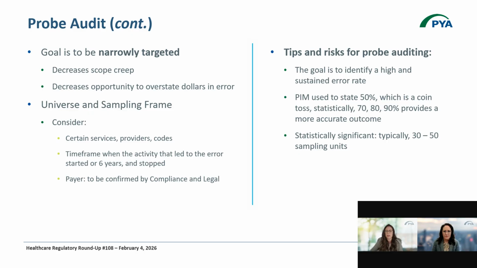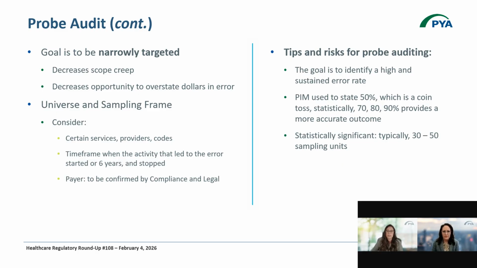So again, our goal is to be narrowly targeted, which helps decrease scope creep and the mistake of overstating dollars. And what we mean with overstating dollars is if you look at too many variations of claims in a probe audit, you might find errors in a few high dollar claims and walk away thinking that your organization has a much bigger financial problem than it actually does. So instead, you want to isolate so that other items aren't affecting your analysis.